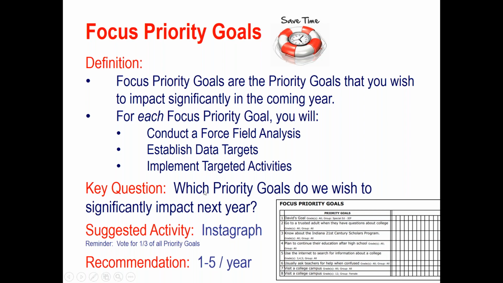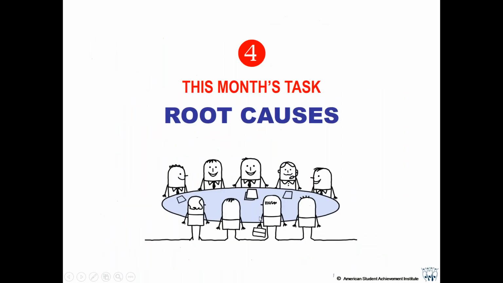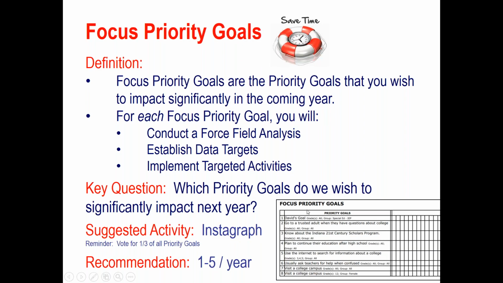So the key question is, which priority goals do we want to significantly impact next year? And this is, again, really easy to do. There's an Instagraph that will already have your priority goals in it. However many priority goals you have, you divide that number by 3. Everybody gets 3 votes, and you just stick them up there, and very easily you'll be able to see, in horizontal bar graph form, as people are voting, which priority goals are becoming hammer goals.